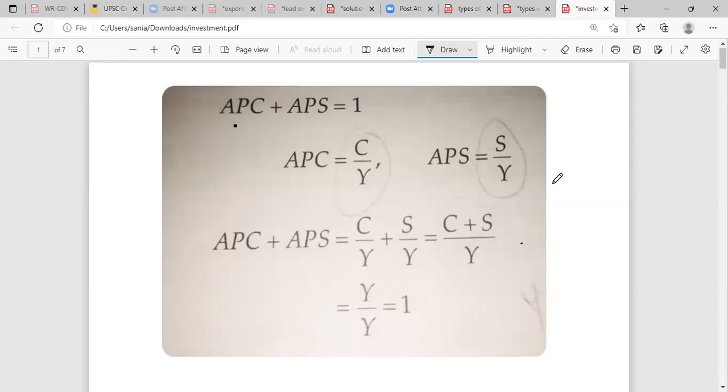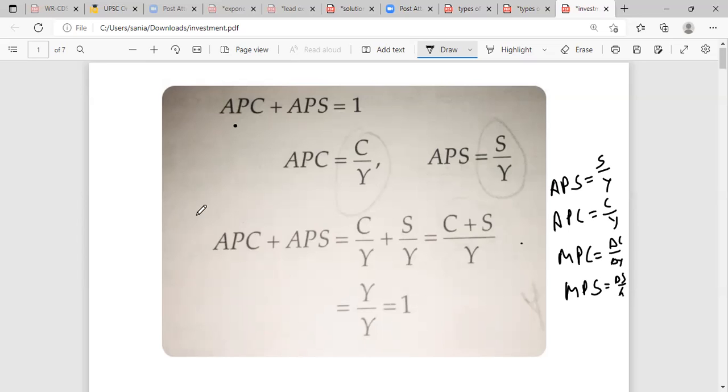So you already know the formula of APS, APC, MPC, and MPS, right? You have done these formulas. APS is basically your savings divided by income. APC is C divided by Y. MPC is delta C by delta Y, MPS is delta S by delta Y, right? So this is the formula which you have to remember, that if you add APC and APS, you will get 1.